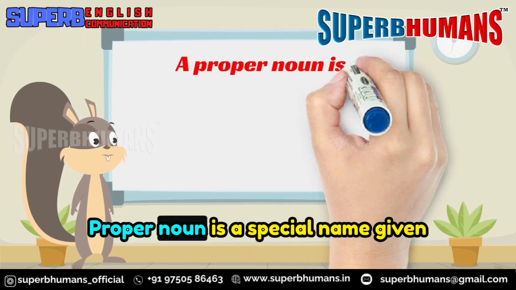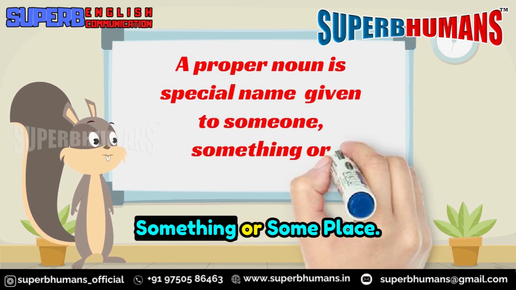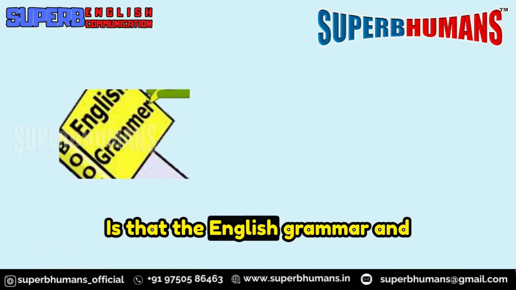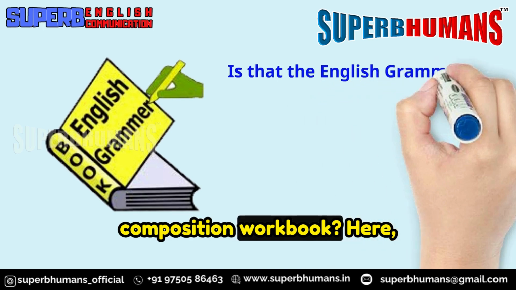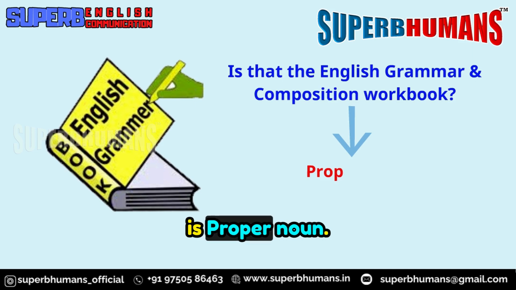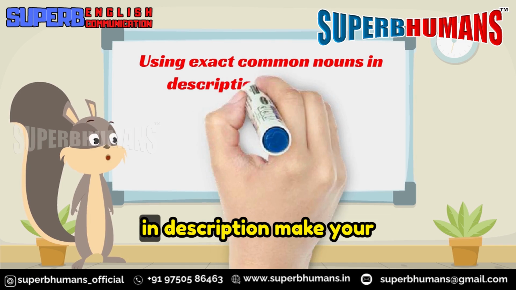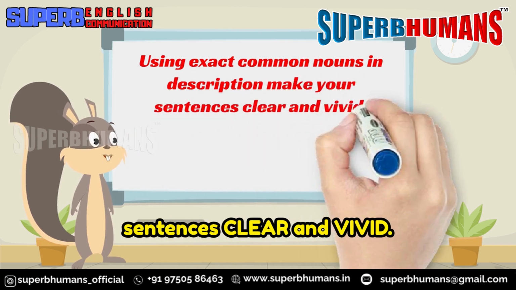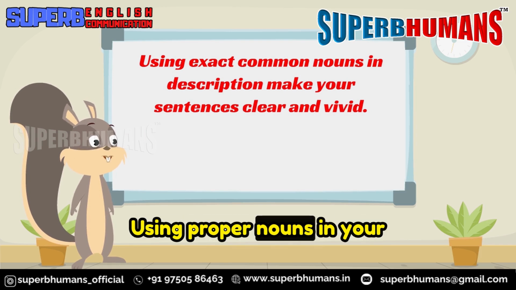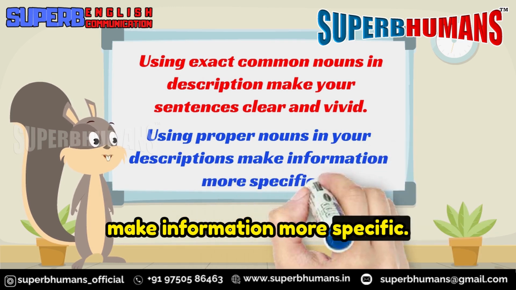A proper noun is a special name given to someone, something, or someplace. For example, is that the English grammar and composition workbook? Here, the words English grammar and composition are a proper noun. Using exact common nouns in description makes your sentences clear and vivid. Using proper nouns in your description makes information more specific.